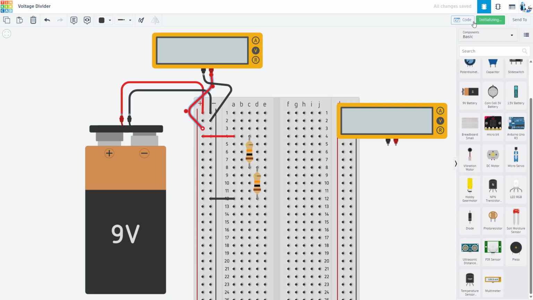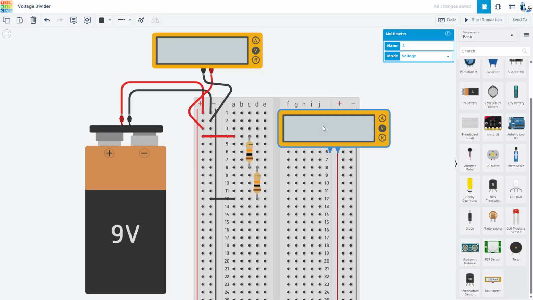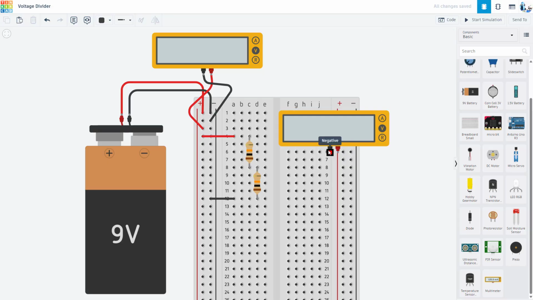And we see if I start my simulation, I should measure 9 volts there, and I'm measuring 0 volts on the output because I don't have that connected anywhere yet. So it is important when connecting your output measurement that it is referenced to the same ground, which is what we define as 0 volts in this circuit. So it's a little trickier.